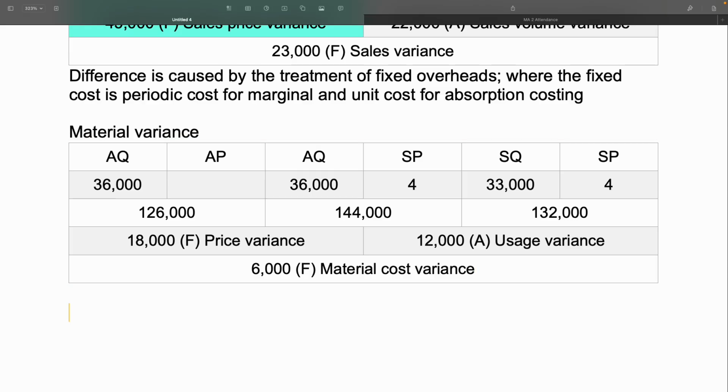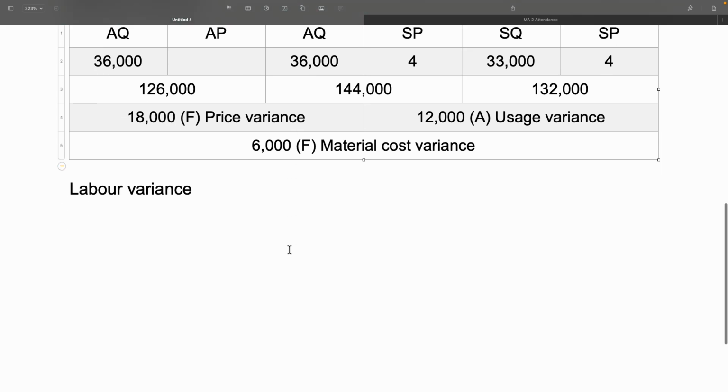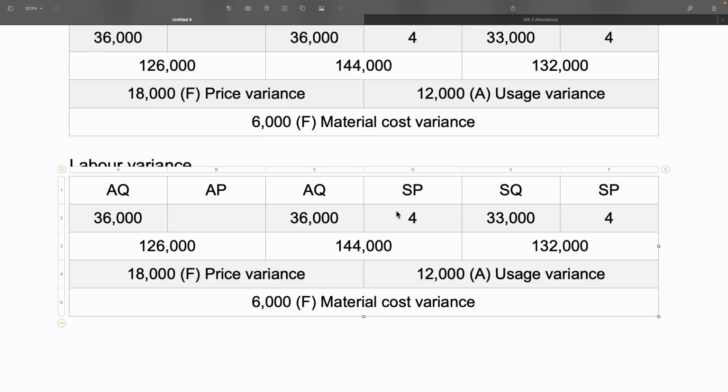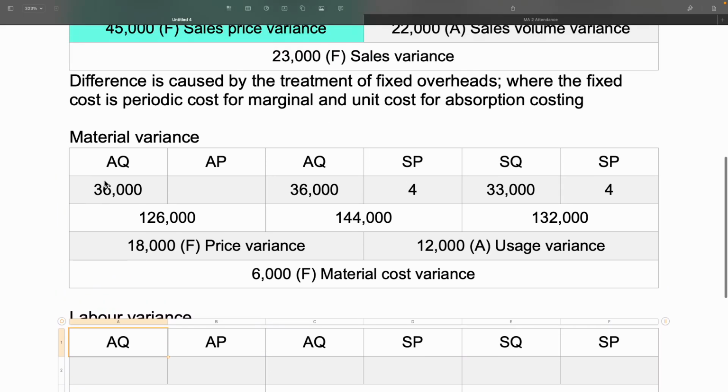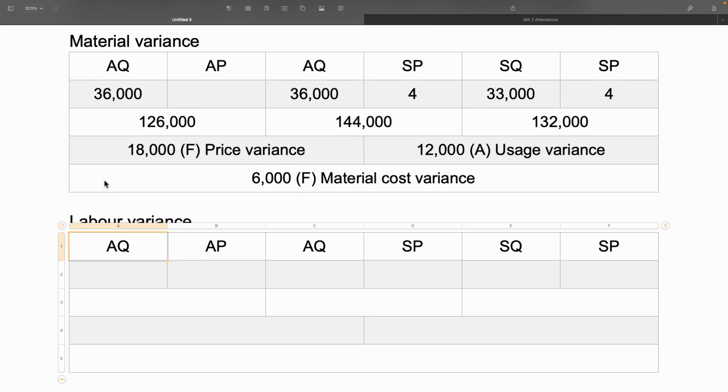Next one we're going to is called labor variance. If you're going to go to labor variance, I'm going to use the same thing a bit. I'm just going to change this out a bit. Change to actual hour.